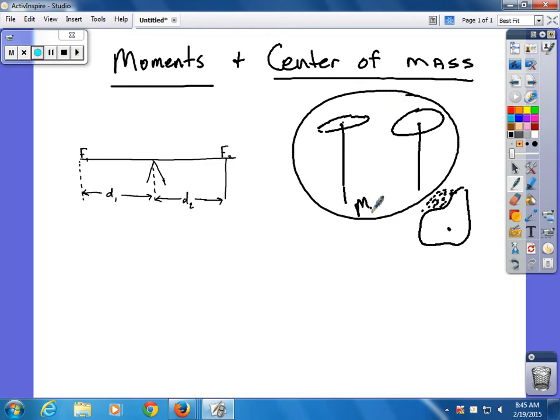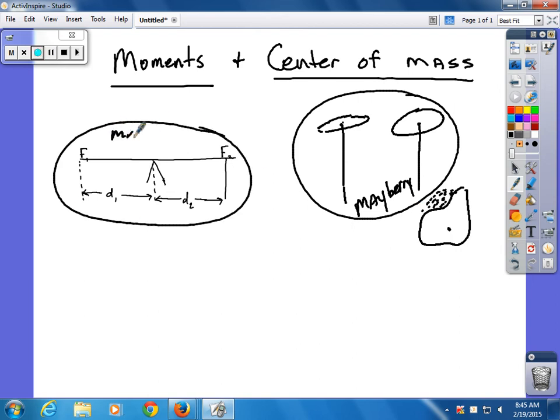So this is a perfect world. This is Mayberry. That's why everybody loves Mayberry, because it's a perfect world. This is a perfect world. All right? We're not going to study those. We're going to base the principles off of the center of mass and off of those.